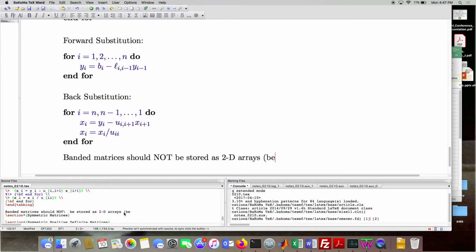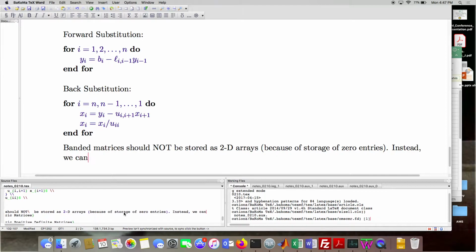Why? Because there are certain entries that are 0 the whole way through the process, and we're just gobbling up memory with a bunch of zeros. Instead, we can store them as vectors, one per diagonal.